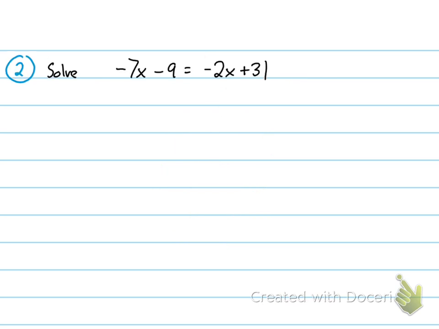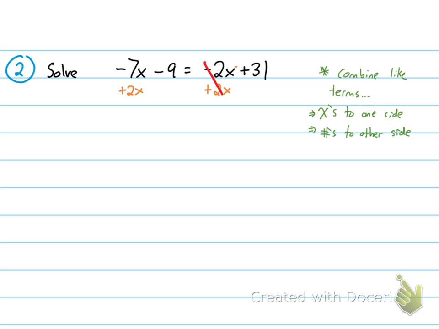In our next example, we have x's and numbers on both sides. So what I want to do first is combine like terms. I want to get all of my x's to one side and then all my numbers to the other side. It really doesn't matter what you pick. So here I'm going to add 2x on both sides. You could add the 7x on both sides. It really doesn't matter. As long as you're doing every step correctly, then you're going to get the same answer in the end. So I'm going to add 2x to both sides.